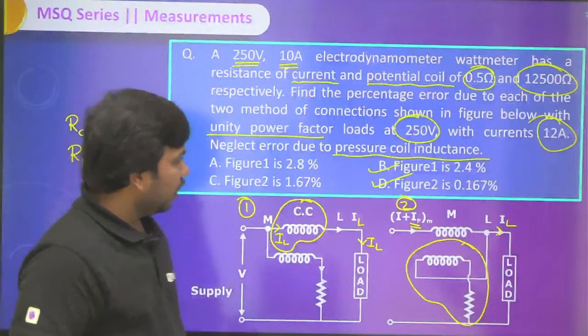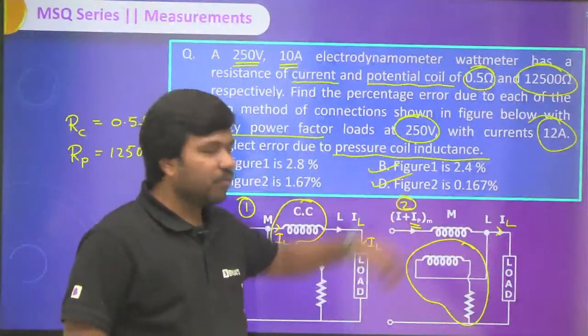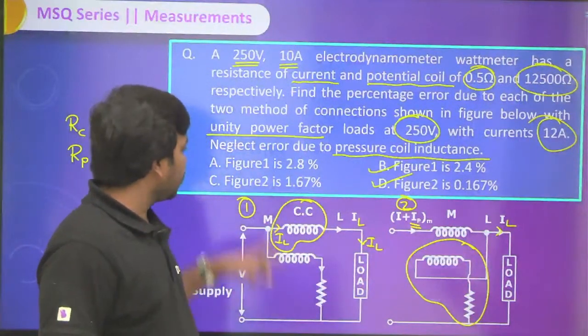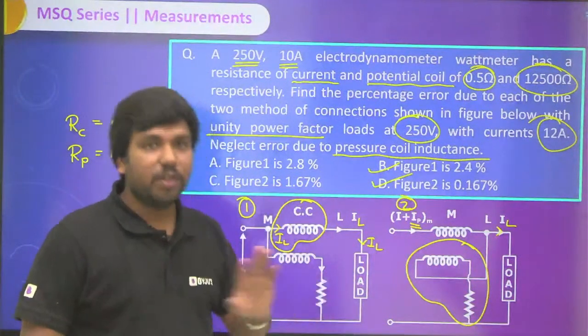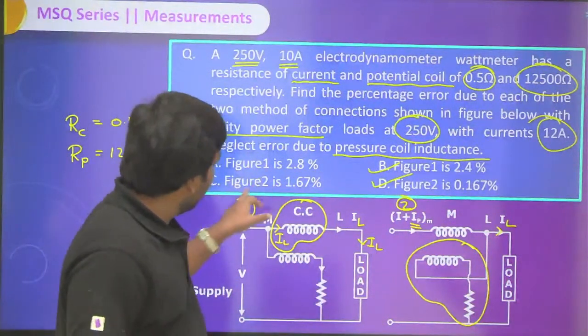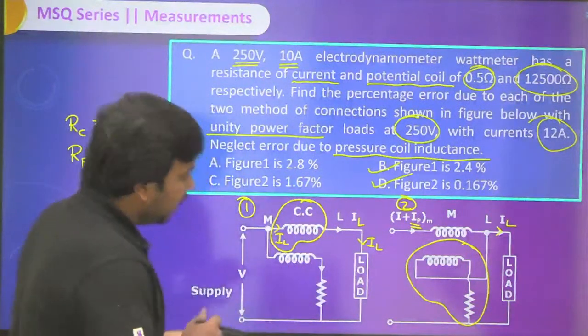Be careful when you are making the answer. After a lot of hard work, we got 0.167. And when you are selecting the options, immediately you may be in a rush. And when you are in a rush, definitely you will commit the mistake. There is a probability that you may select option C also, correct? So be careful with that, right? So B and D are correct answers for this.